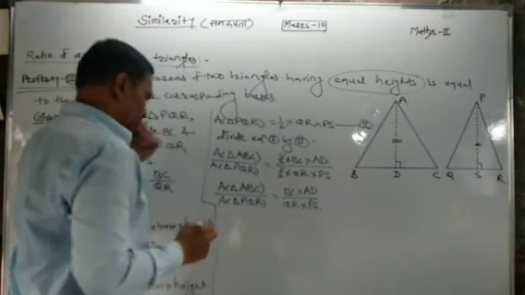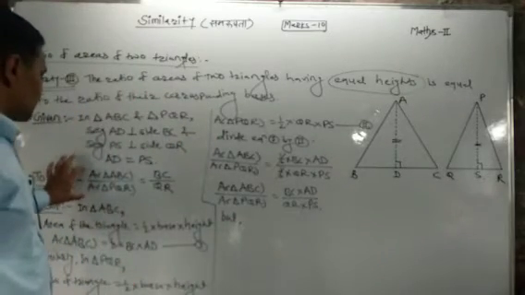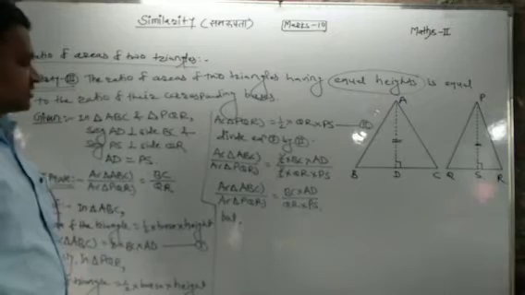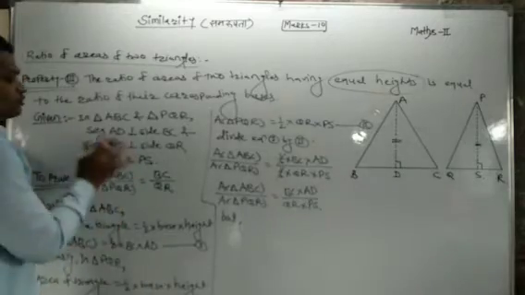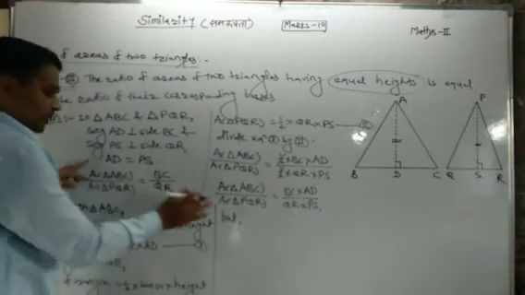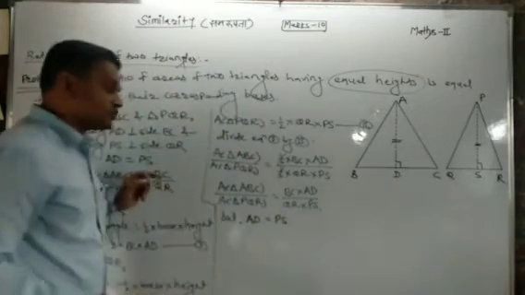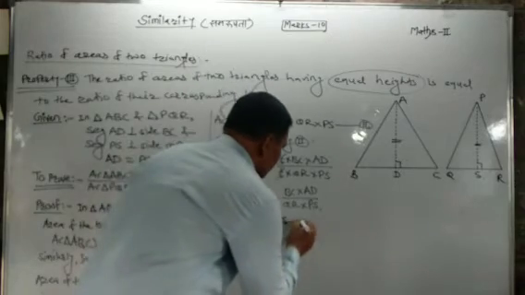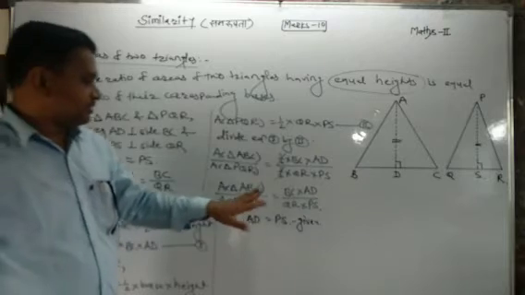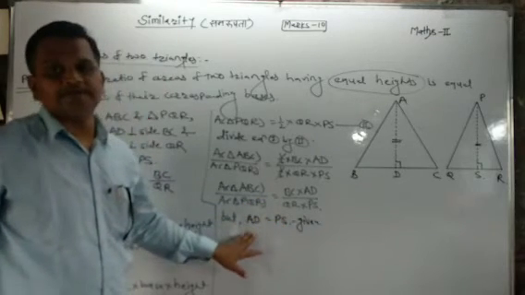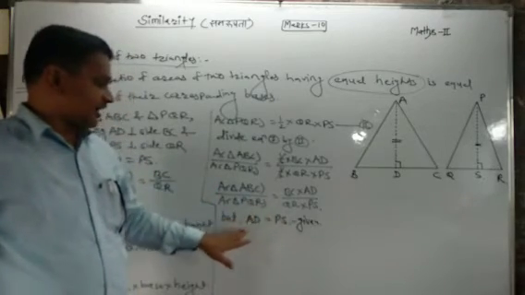Right, but we want to prove that the ratio of areas of two triangles is equal to the ratio of their bases. Here are the two triangles, and we know the extra information about these two triangles: their heights are equal. Now I am going to write here AD equal to PS. This is given. Now I am going to write PS instead of AD in this statement.